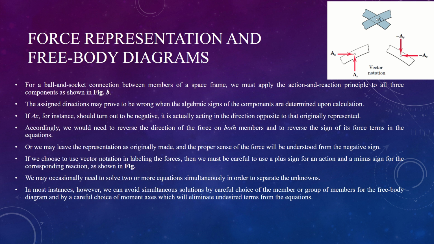We may occasionally need to solve two or more equations simultaneously in order to separate the unknowns. In most instances, however, we can avoid simultaneous solution by careful choice of the members or group of members for the free body diagram, and a careful choice of moment axes which will eliminate undesired terms from the equations. The method of solution is described in the illustration above. We are going to look at problems which will help us further understand.